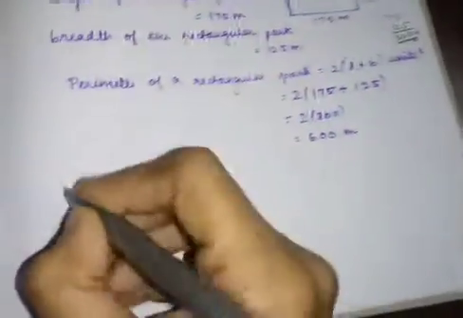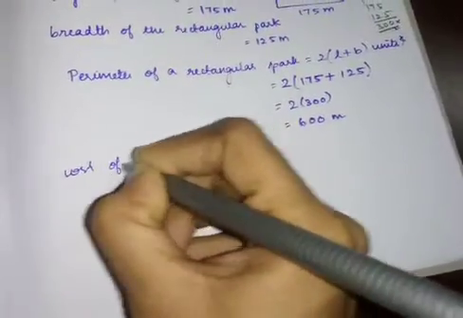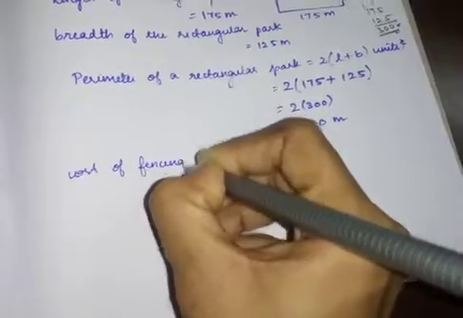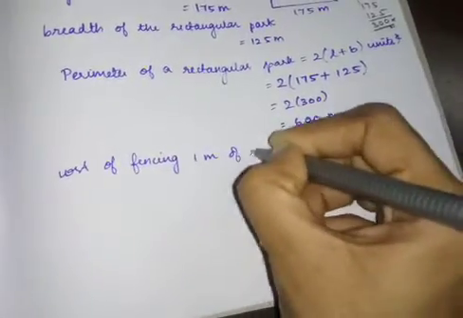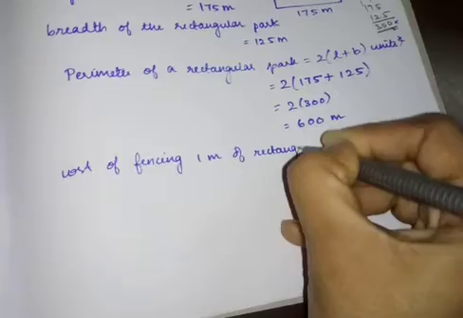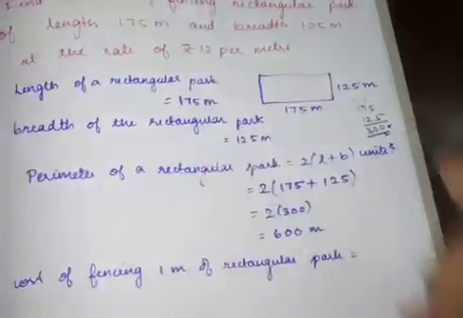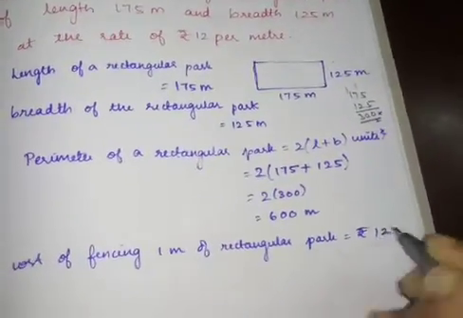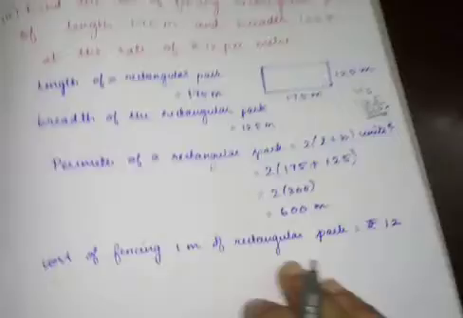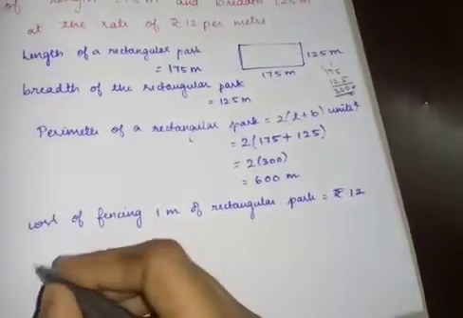Okay. Now the cost of fencing 1 meter of rectangular park. Okay, the cost of fencing 1 meter of a rectangular park is how much? For 1 meter, how much is the fencing? Rupees 12. Okay, the cost of fencing 1 meter of rectangular park is rupees 12.